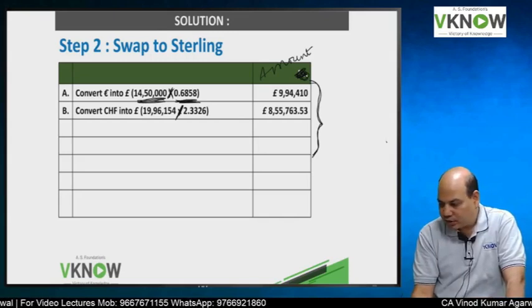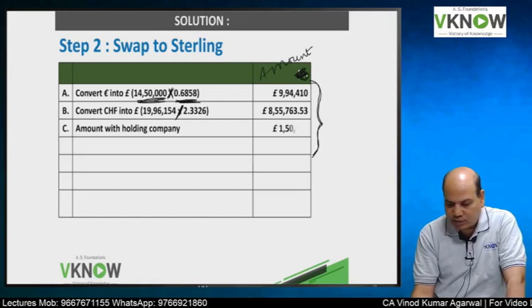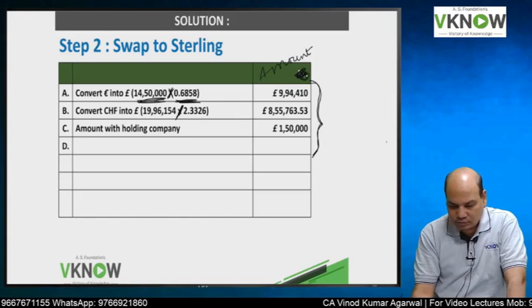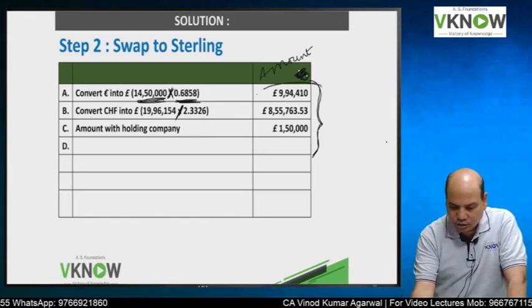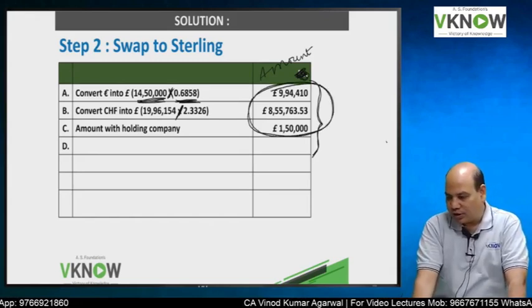855,763. I have rectified. You also rectify. So now the amount with the holding company is already in pound. 1,50,000. Is it right? 1,50,000 now. So tell me the total. Who will give me the total first? The one who gives me the total first will get an e-chocolate again.